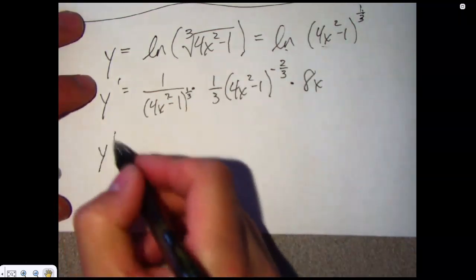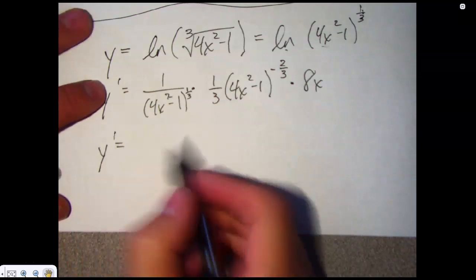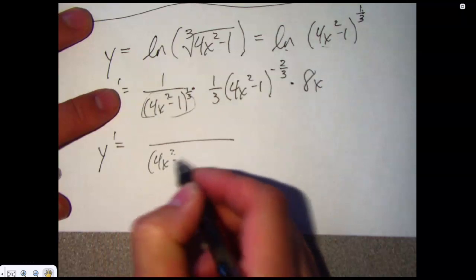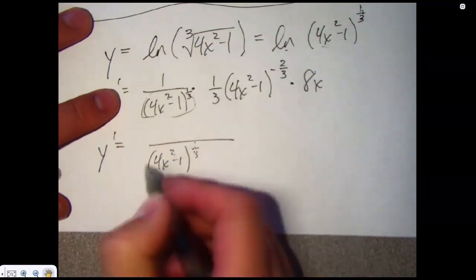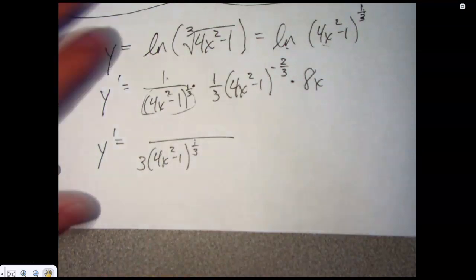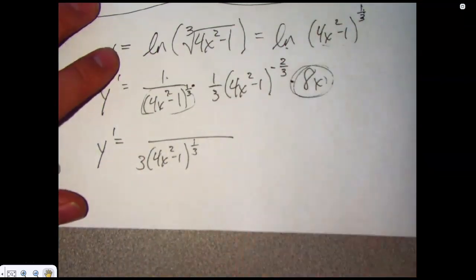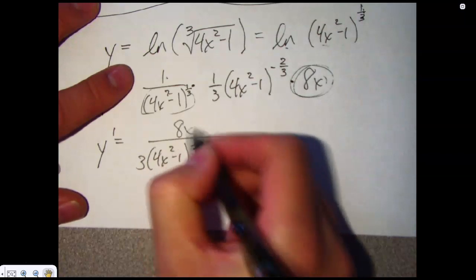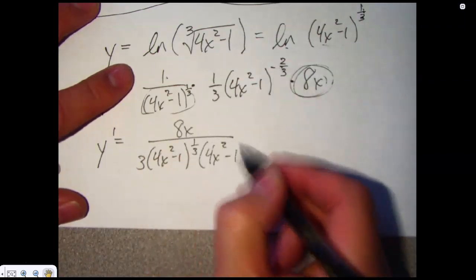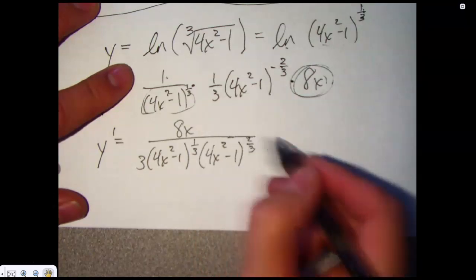So I got a fraction kind of pre-established where this is on the bottom already. This 3 is on the bottom. And then these 1s are both on top, and I don't really have to put a 1 on top. This 8x goes on the top. And then this goes down and becomes a positive exponent now.